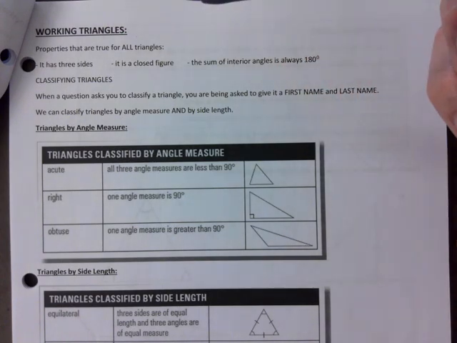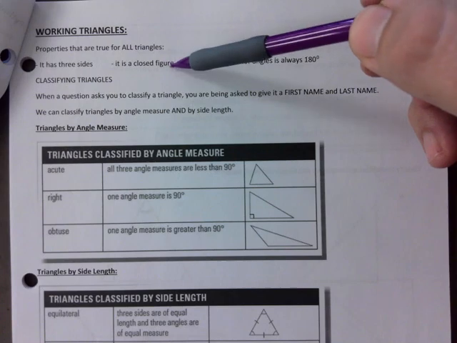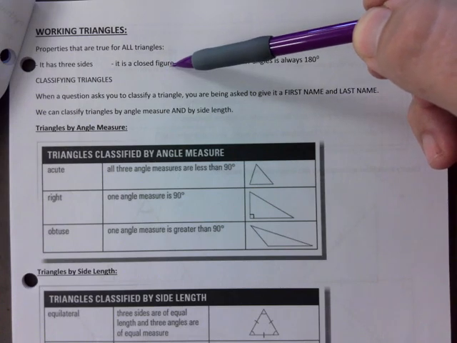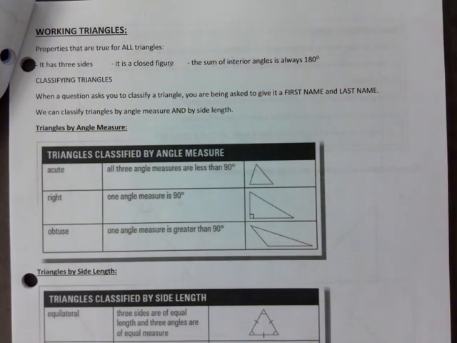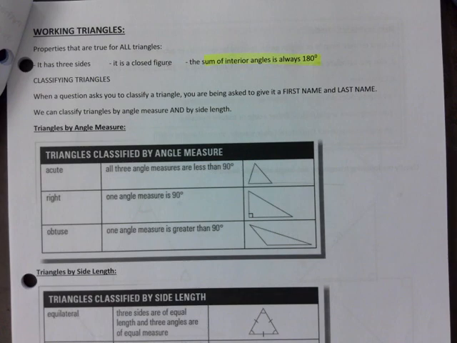Working with triangles. This is true for all of them. They have three sides. They're closed, meaning all sides connect. And the sum of interior angles is always 180. Please don't forget about this one. It's so powerful. It can get you out of a situation where you seem stuck.